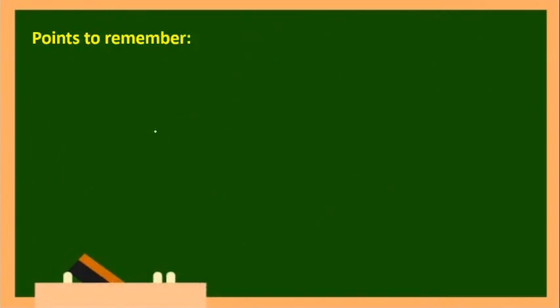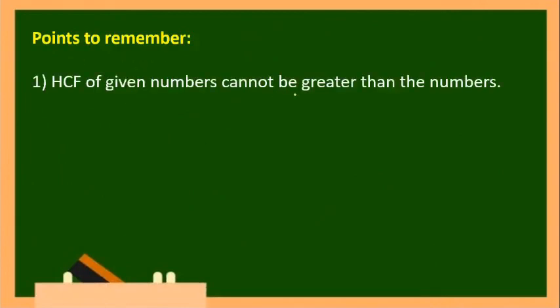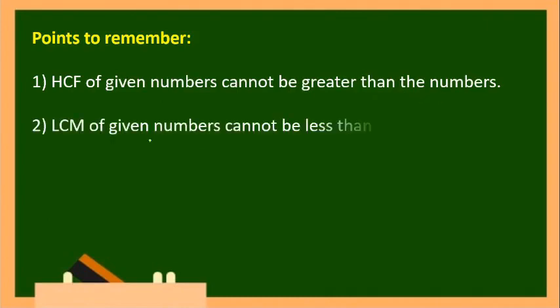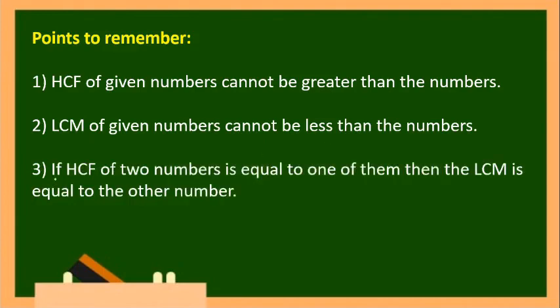Now you need to remember these points. HCF of given numbers cannot be greater than the numbers. Second one, LCM of given numbers cannot be less than the numbers. If the HCF of two numbers is equal to one of them, then the LCM is equal to the other number.